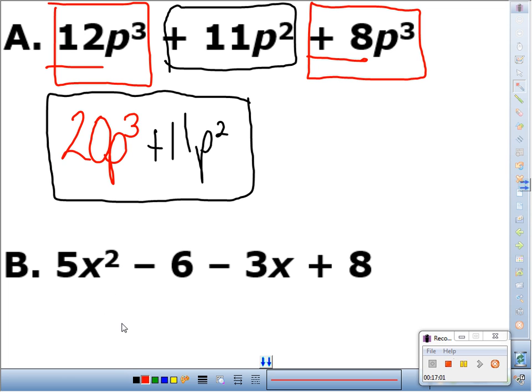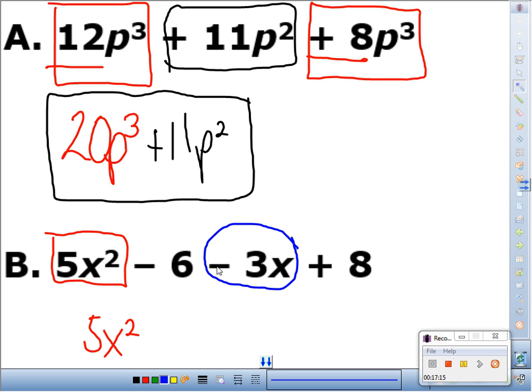Here he goes. 5x squared. Is there another x squared? No, I bring that down. 5x squared. But check this out. Notice what I'm going to do now. Instead of going to the constant, I went to the variable. Is there another x? No, I write that here. Minus 3x. And then at the end, I'm going to focus on the constants. Negative 6 and positive 8. What is negative 6 plus 8? Positive 2.